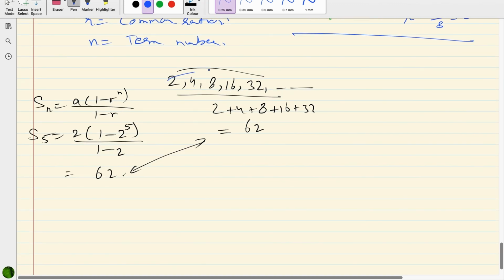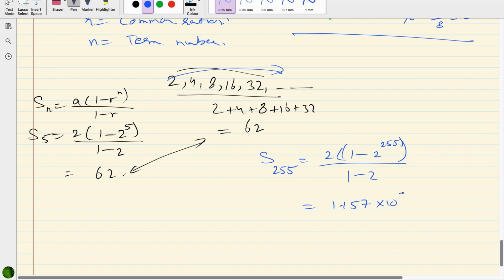For example, the sequence stays the same and the examiner tells you to find the sum of the first 255 terms. So all you have to do is just plug in the values. a is 2, 1 minus 2 raised to the power 255 and divided by 1 minus 2. So I'm getting 1.157 into 10 raised to the power 77.